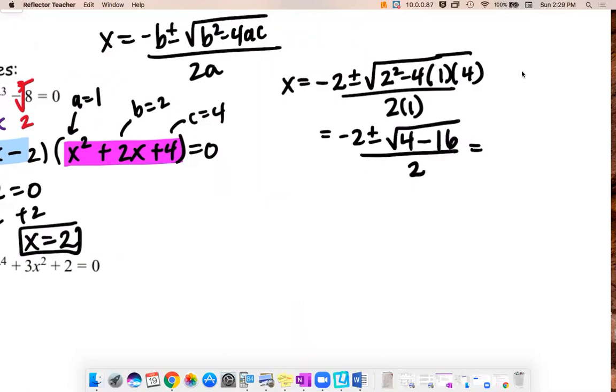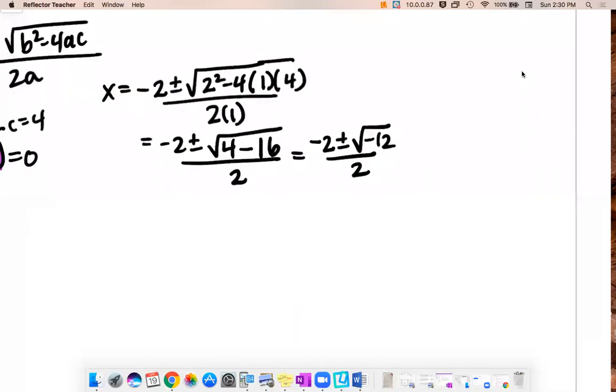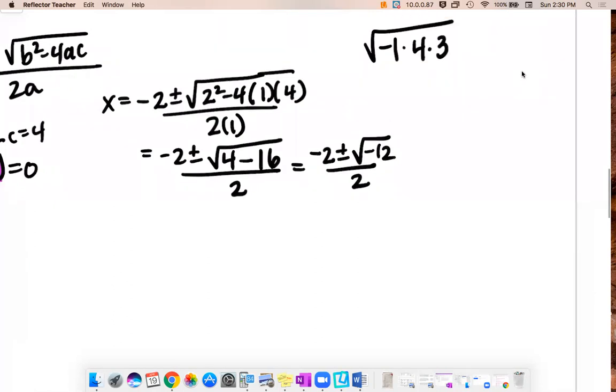And then if I do 4 minus 16, this becomes negative 2 plus or minus the square root of negative 12 over 2. Okay, so now what you guys have to do is break up this square root of negative 12. I did go through this in a video last week, but you're going to break this into perfect squares. First I'm going to break it into negative 1. And then I know that 12 is the same thing as 4 times 3. I'm going to break it that way because I know I can do the square root of 4.